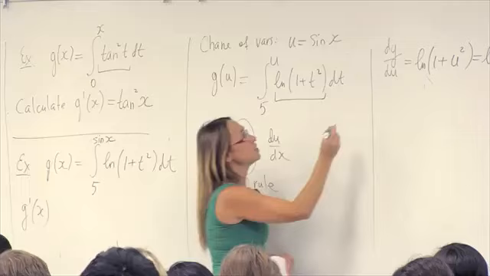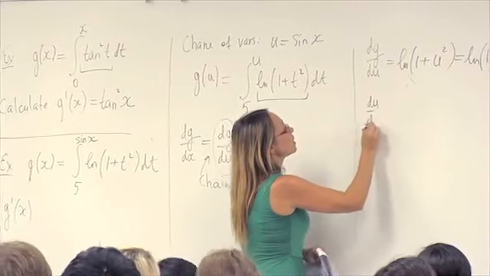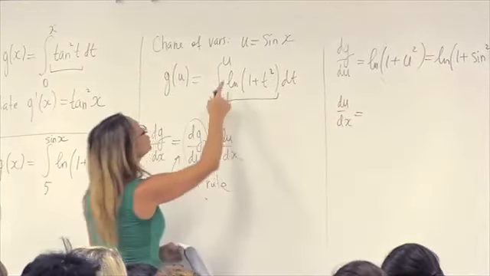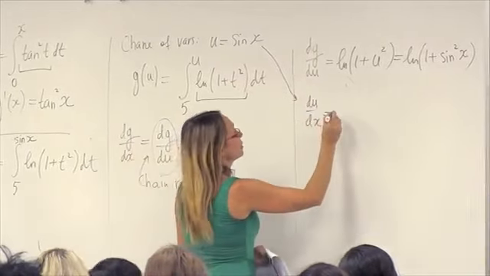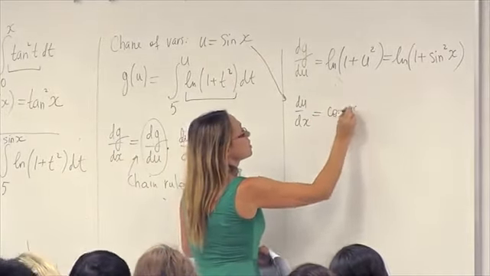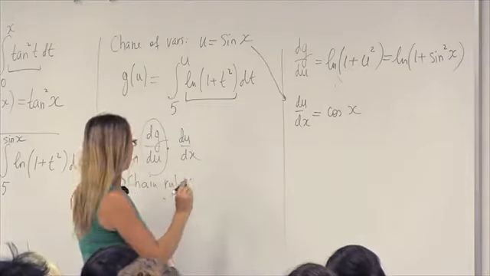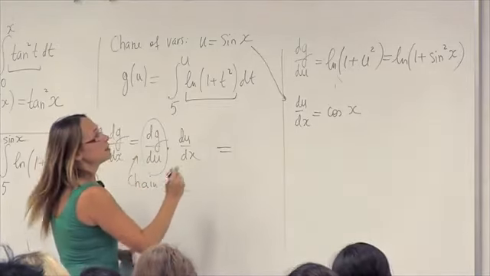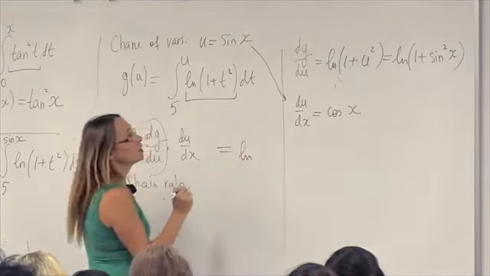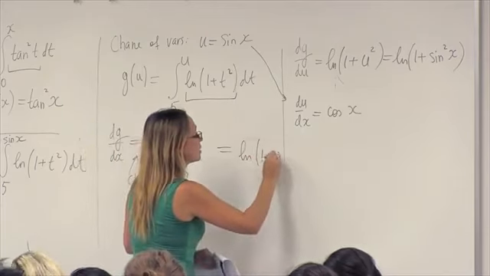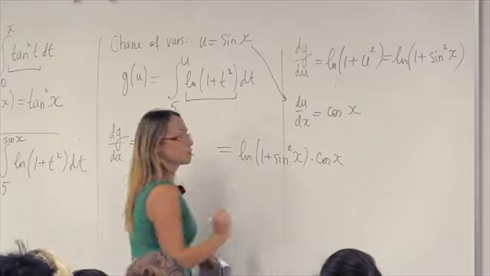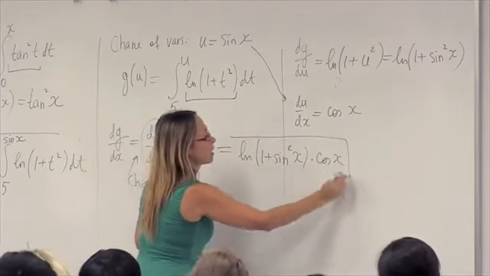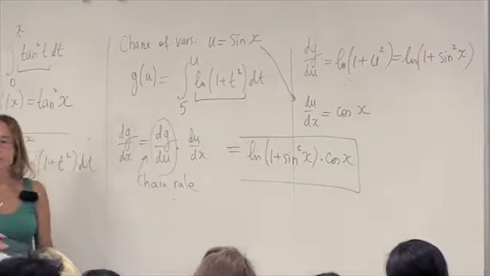The second one is du dx. This is really easy. I just defined u to be sine x. So from here, I can just say that it's cos x. Therefore, altogether, the answer is log of 1 plus sine squared x times cos x. Questions?